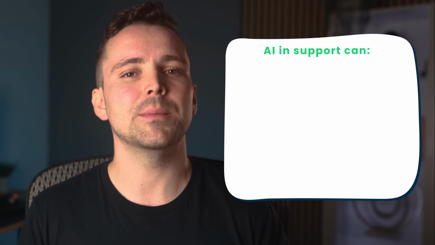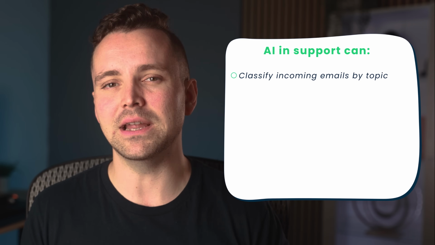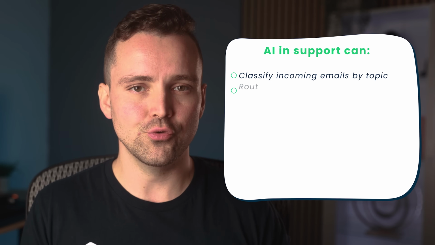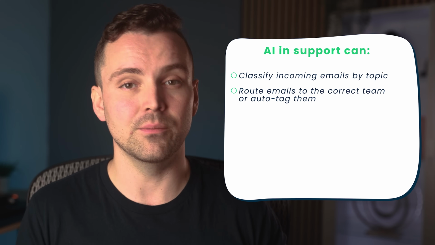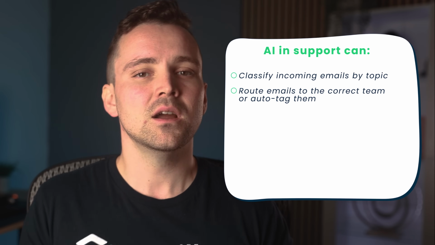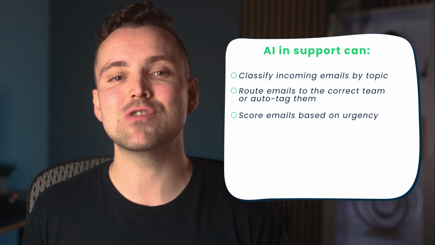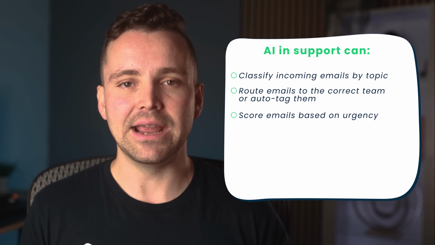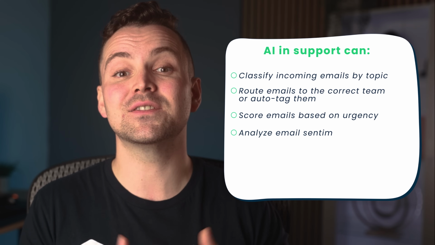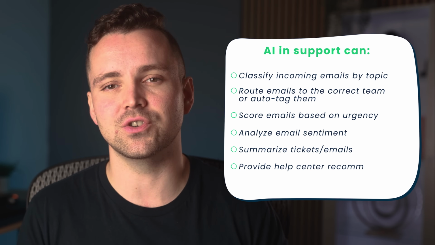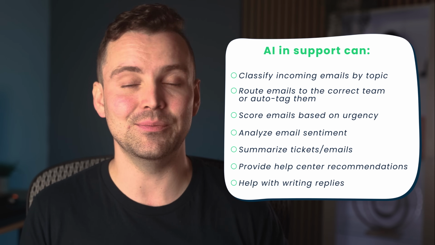AI can analyze incoming support emails and classify them by topic, be it billing, technical, or other issues. Then it can route them to the correct team or auto-tag them on the help desk platform. With AI, it's also possible to score support emails based on urgency and streamline prioritization. AI-enabled help desk platforms may also have sentiment analysis, email summarization, automated help center recommendations, AI writing assistance, and more. Some AI-enabled help desk platforms include Zendesk and Help Scout.